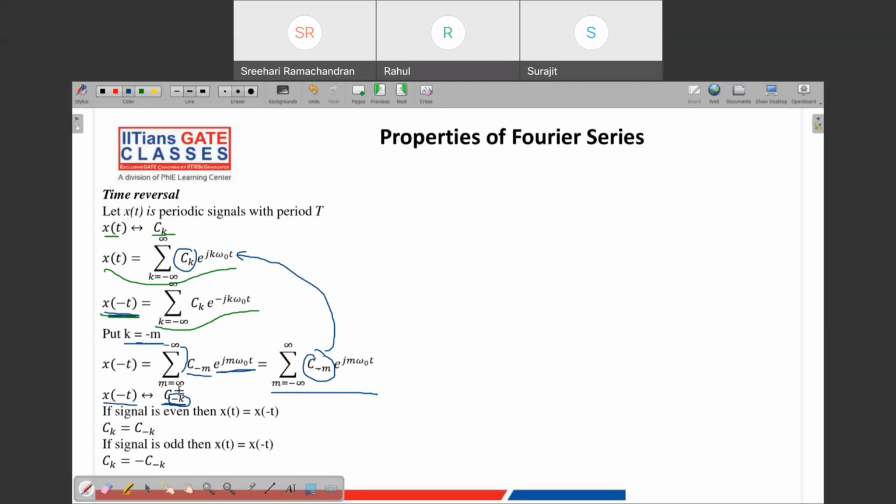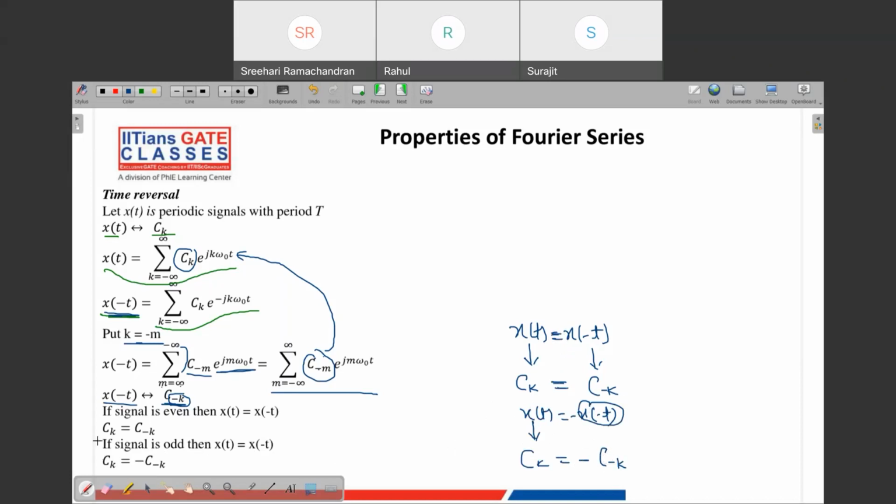Now let's say you have a signal which is an even signal. If x(t) is an even signal, x(t) will be equal to x(minus t). For x(t) we have a coefficient c_k, and for x(minus t) we have a coefficient c_minus k. Since these two signals are equal, these two coefficients will also be equal. Similarly, if you have an odd signal, then x(t) is equal to minus x(minus t), and the Fourier coefficient of x(t) is c_k and of x(minus t) is c_minus k. In that case, c_k will be equal to minus c_minus k.